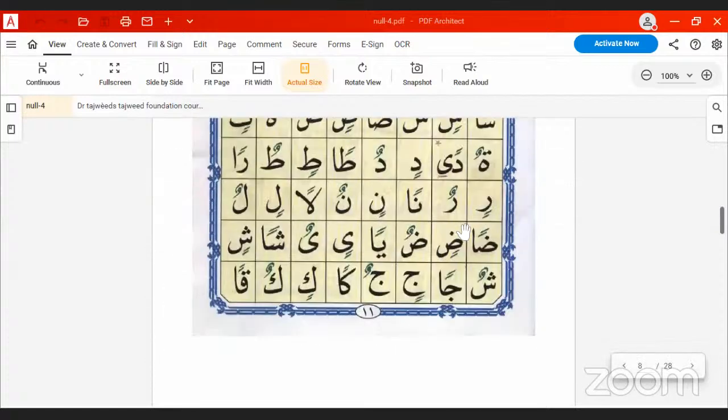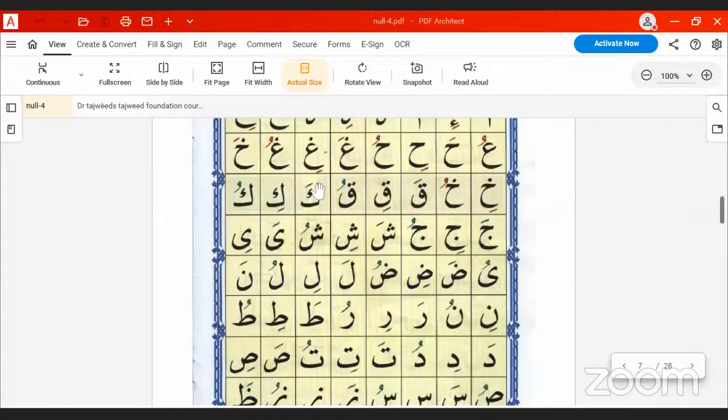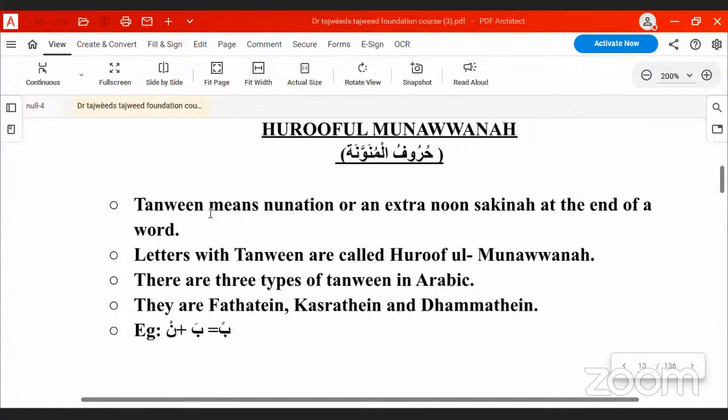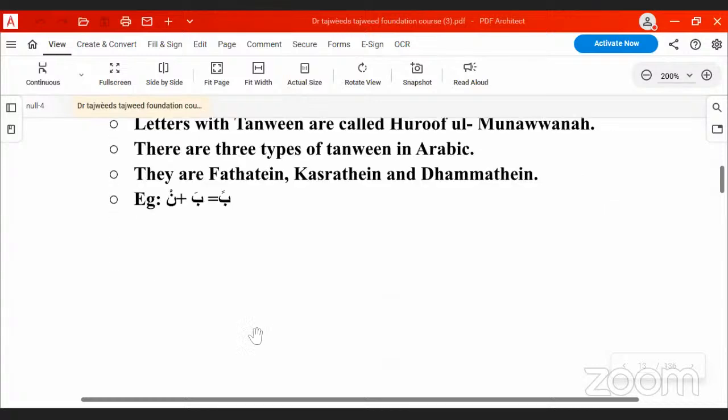Next. So again, we'll do a quick revision. First, we learned the three connectors: Fatha, Kasra, Dhamma. Next, we learned the next connectors: Fathatain, Kasratain, Dhammatain. Inshallah, now we'll go back to my book. We have completed the Huruful Munawwana. The three tanween are Fathatain, Kasratain, Dhammatain.